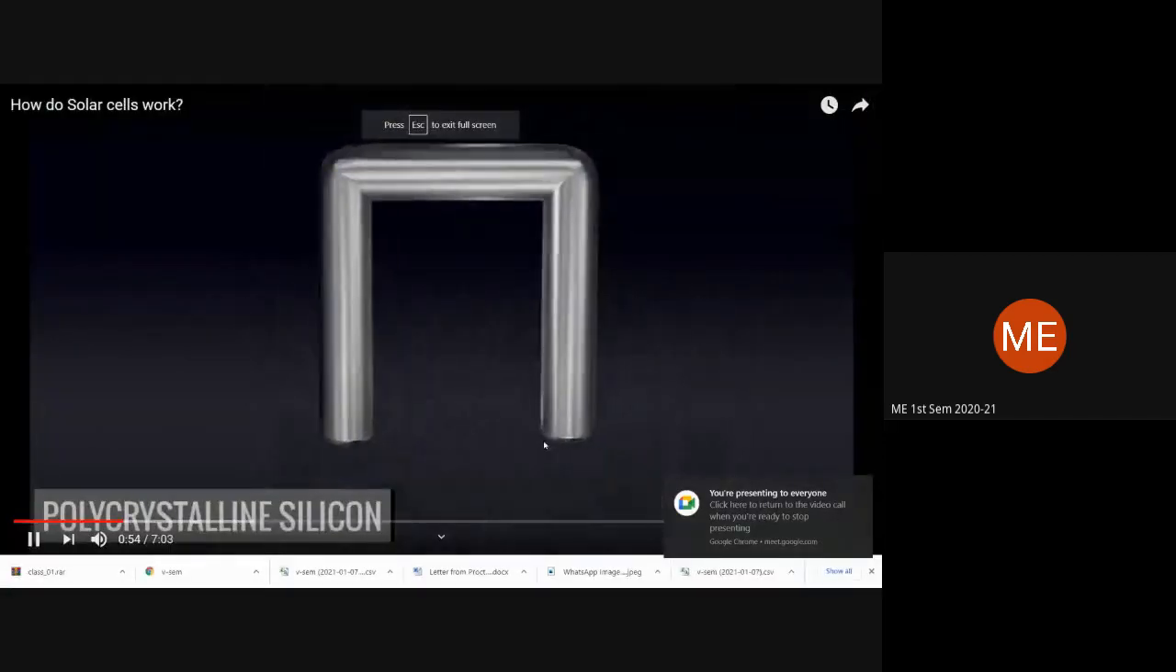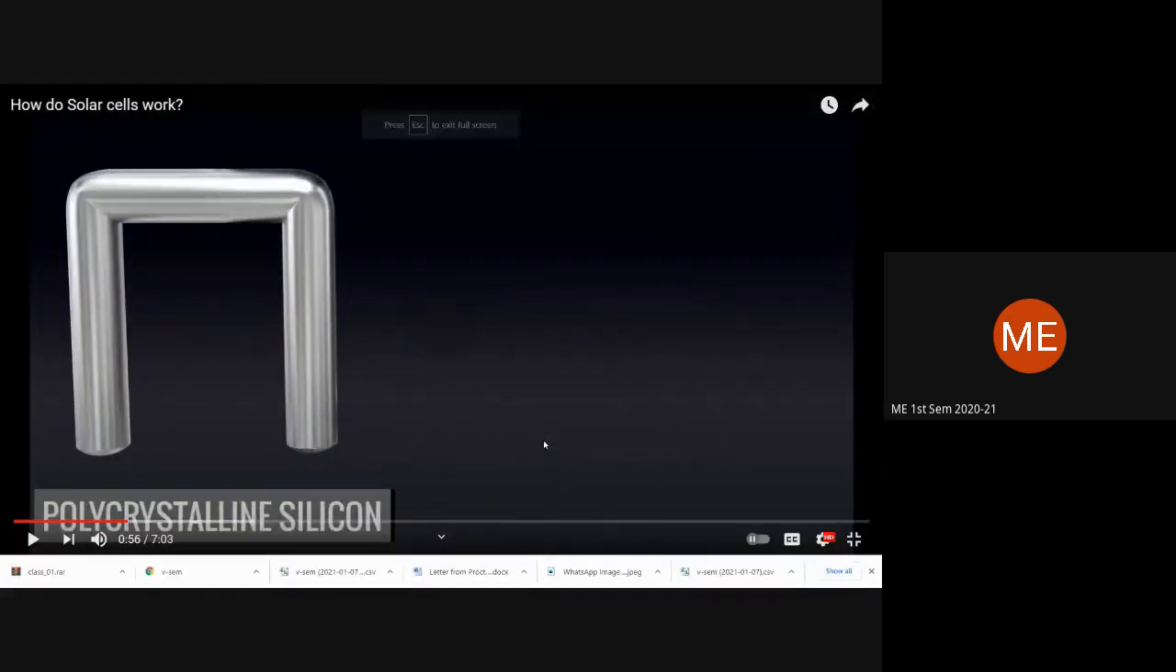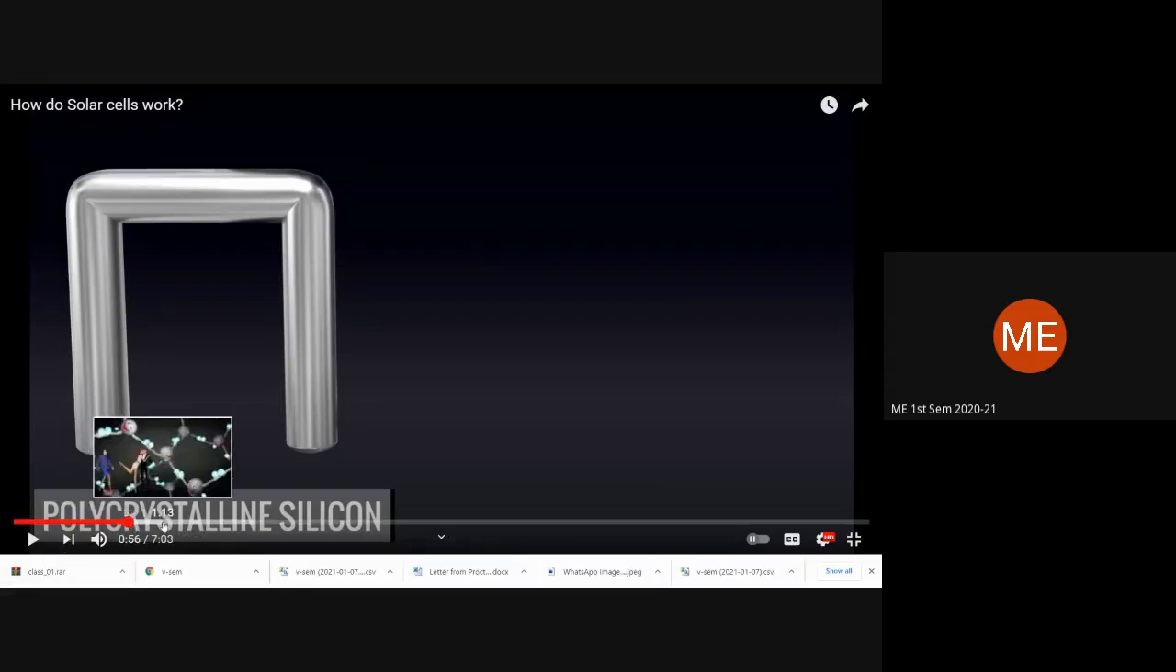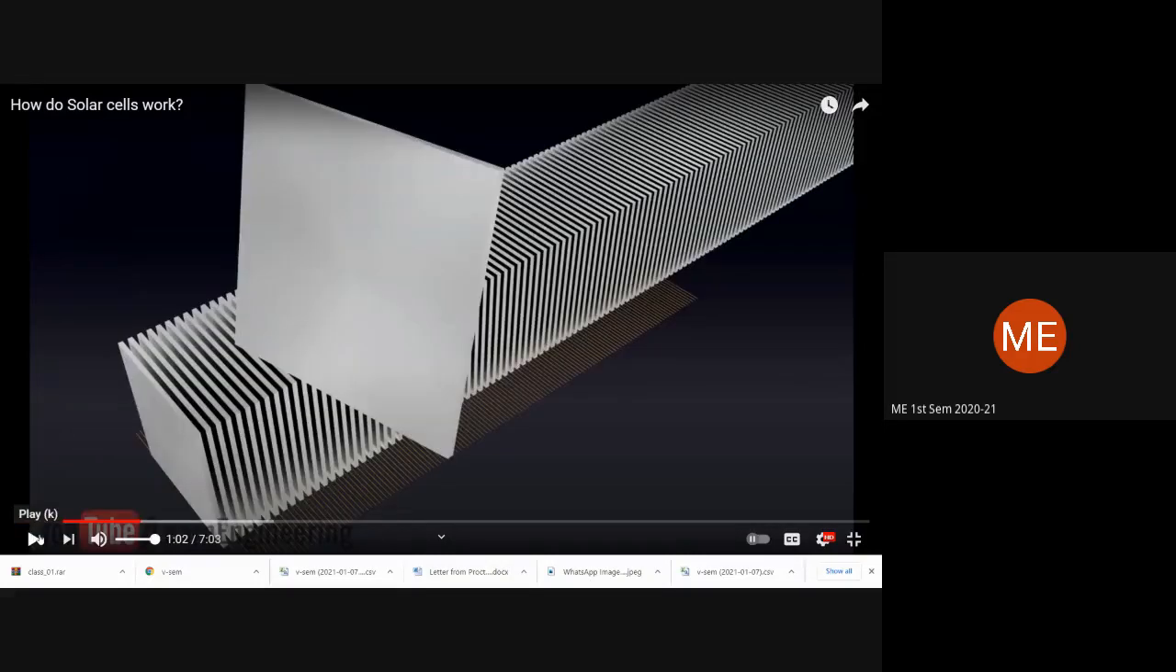Purified polycrystalline silicon. These silicon. What about now? You can hear? Yes, sir. This shows only how the silicon plate is made. That is not of interest to me. For me, what is important is how it works after the silicon formation. Okay, from here I'll play.